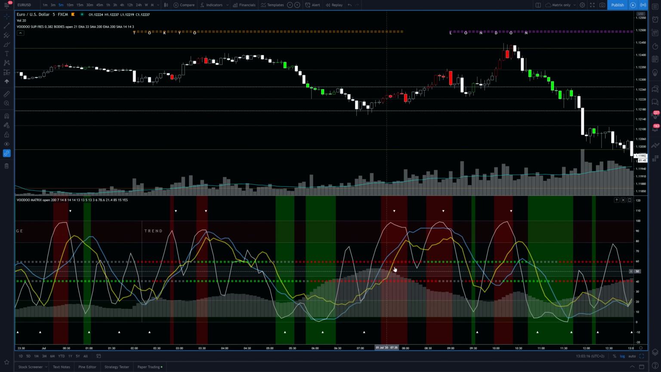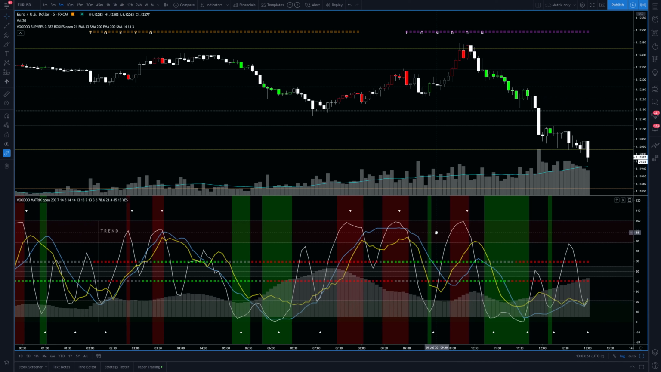The settings I've put in the matrix are the default ones, which are in my opinion the best ones, and I'm using them every day. But you can try to fine tune them to different assets and different price action as you want.